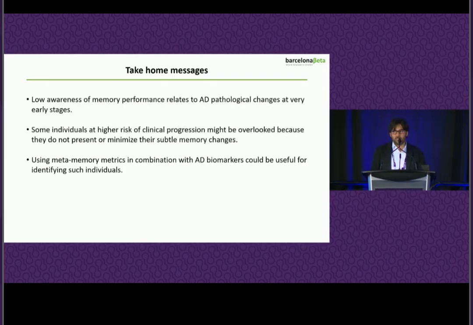As a take-home message, I would say that low awareness of memory performance really relates to AD pathological changes at very early stages, as in our cohort. Some individuals at higher risk of clinical progression might be overlooked because they do not present or they minimize the subtle memory change that they may be experiencing. We think that using metamemory metrics in combination with AD biomarkers could be useful for identifying such individuals.